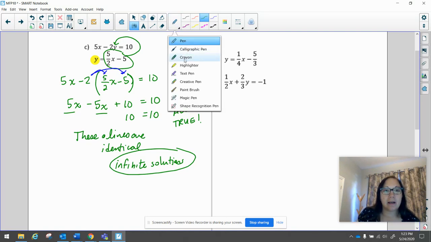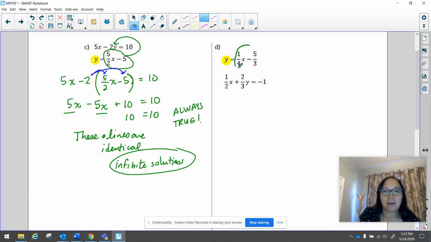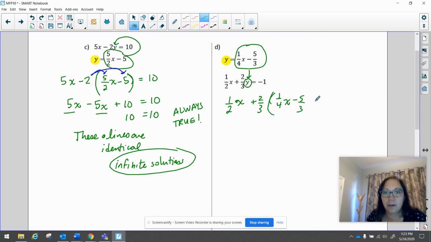Okay, well, it looks like we already have a y isolated here. So I'm going to take whatever y is equal to and plug it in for the y here. Of course, what we're noticing about D is that there are a lot of fractions involved. So we're going to have to really put on our thinking caps. Remember, you can always use the fraction button on your calculator as well. Okay, so we have 2/3 y, so that's going to be 2/3 times (1/4 x minus 5/3) is equal to -1.